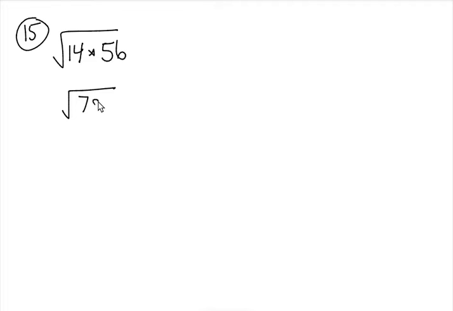Number 15. Now I have multiplication underneath the radical or my square root symbol. So we're going to do 14 times 56 is 784. Now this is not included in your top 20. So in this case, you would want to calculate using a calculator. And what you get for the square root of 784 is 28.